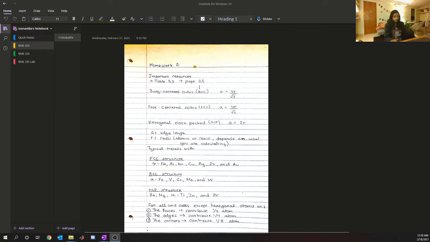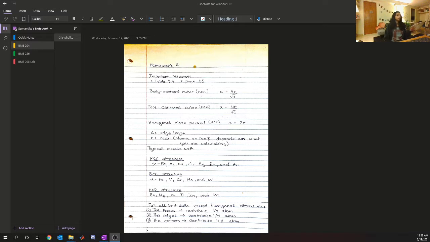For body-centered cubic, to find the edge length A, you would take 4 times the radius of the ions or the atoms you're using, divided by the square root of 3. For a face-centered cubic, FCC, it's the same formula except divided by the square root of 2. And for HCP, A equals 2R. Like I said, A is the edge length and R is the radius, atomic or ionic depending on what we're calculating.